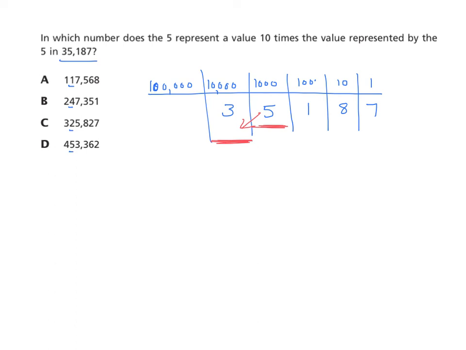I have 1 in the 10,000s place. No. In B, I have 4. No. C, I have 2. The 5 is in the same place, so it has the same value. So no, that's not going to do it. But here, in D, I have 5 in the 10,000s place. That's where we need to be. Again, take your time, break things down, think it out, make a chart, no big deal.